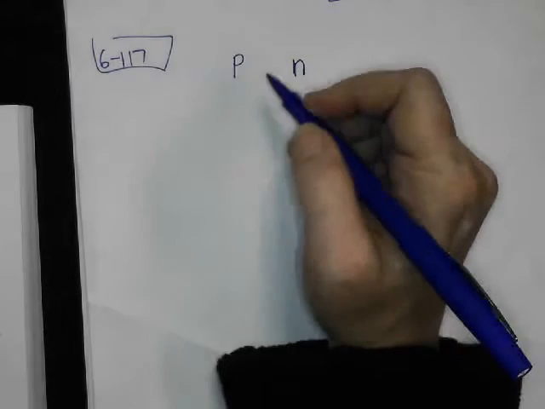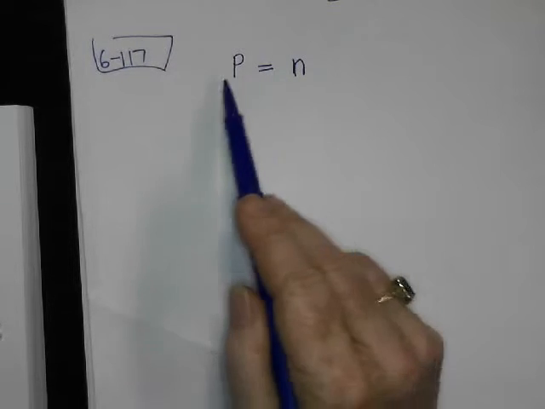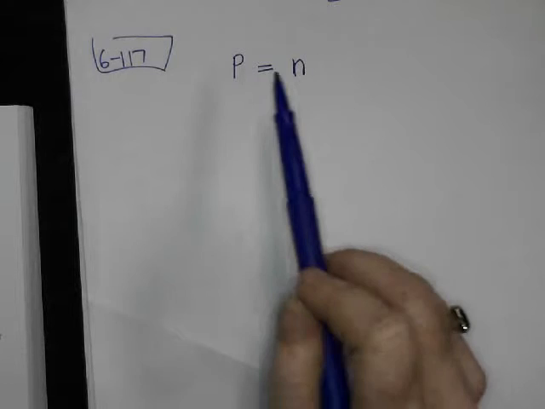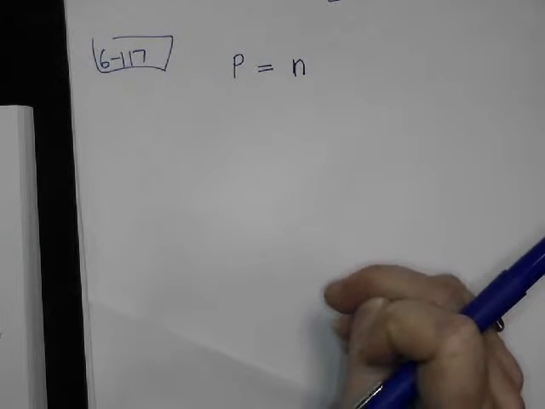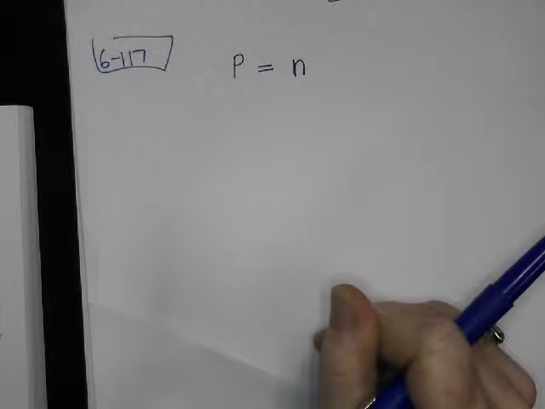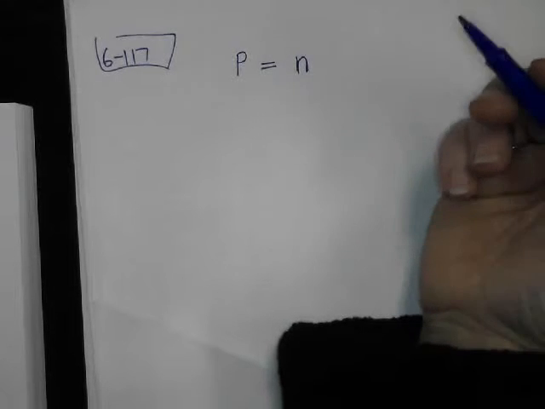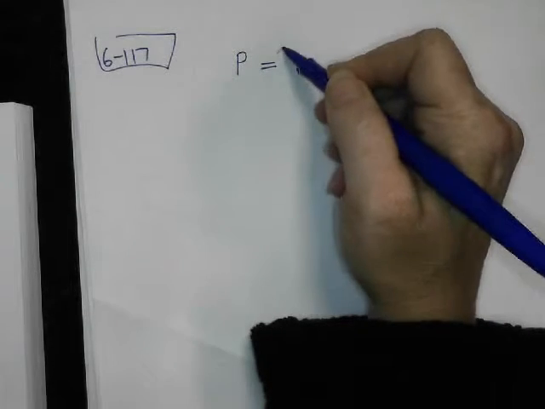Now, it says there's twice as many peaches as nectarines. So they're not equal. Somebody gets a 2. 2P equals N. That's what you would think, right? Because it says twice as many peaches as nectarines. But it doesn't equal that. 2P plus N equals 168. There's twice as many peaches as nectarines.